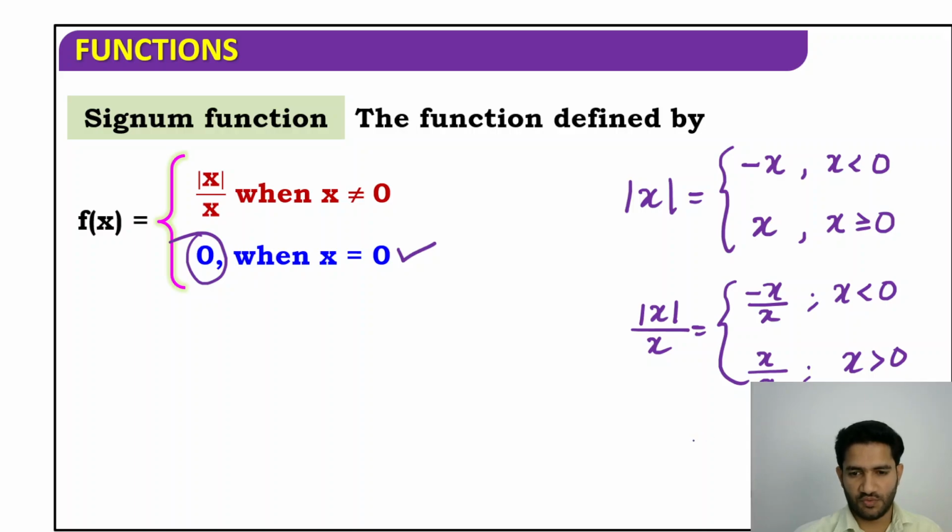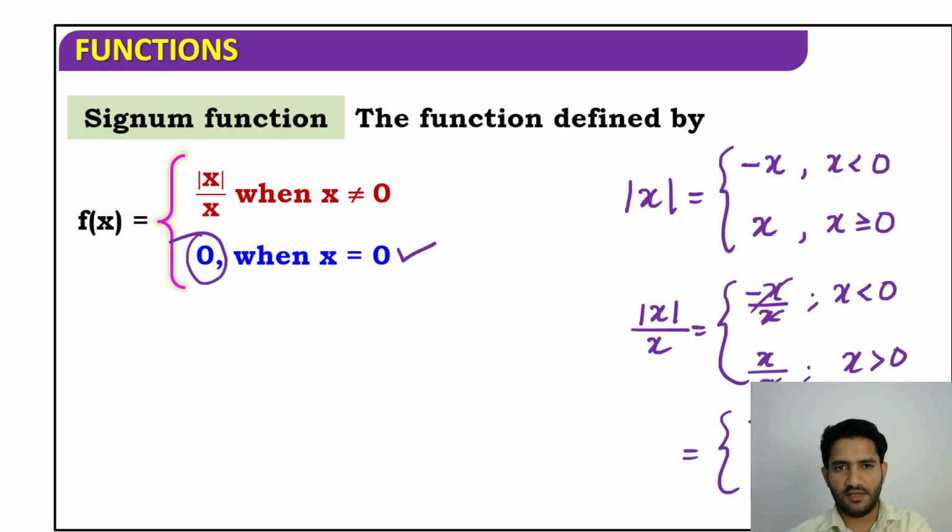Okay, so what is minus x by x? We can cancel these two x, we'll get minus 1. We can cancel here, we'll get 1. So if x is less than 0 it is negative 1. If x is positive it is 1. If x is 0, the function value is 0. So this is the definition of signum function. Here we can define the signum function like f of x equal to -1, 0, 1.